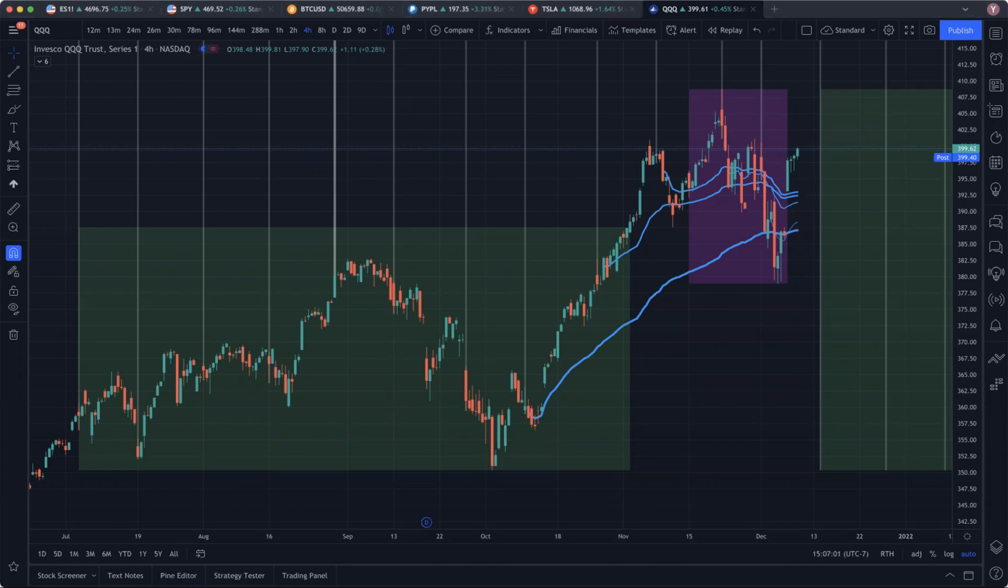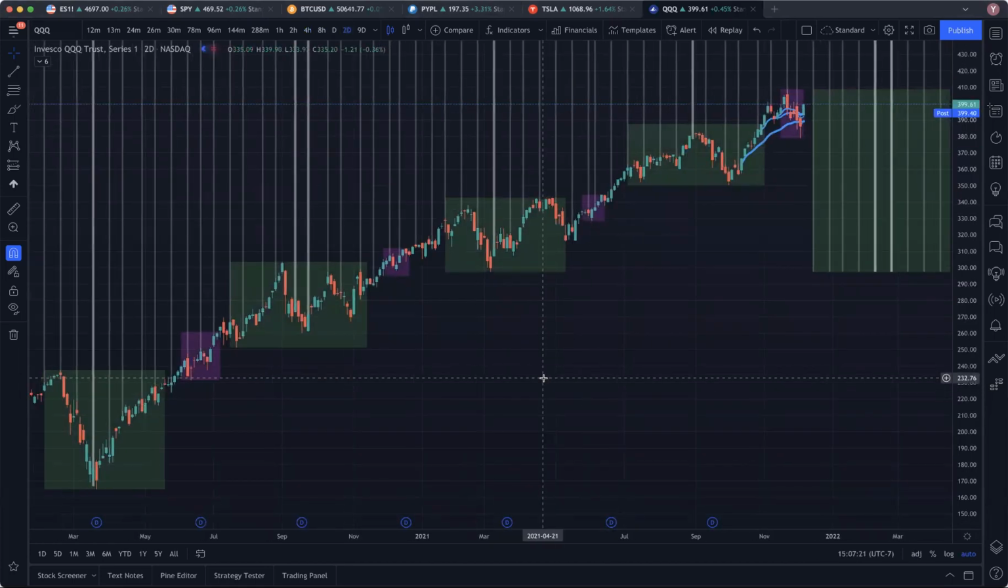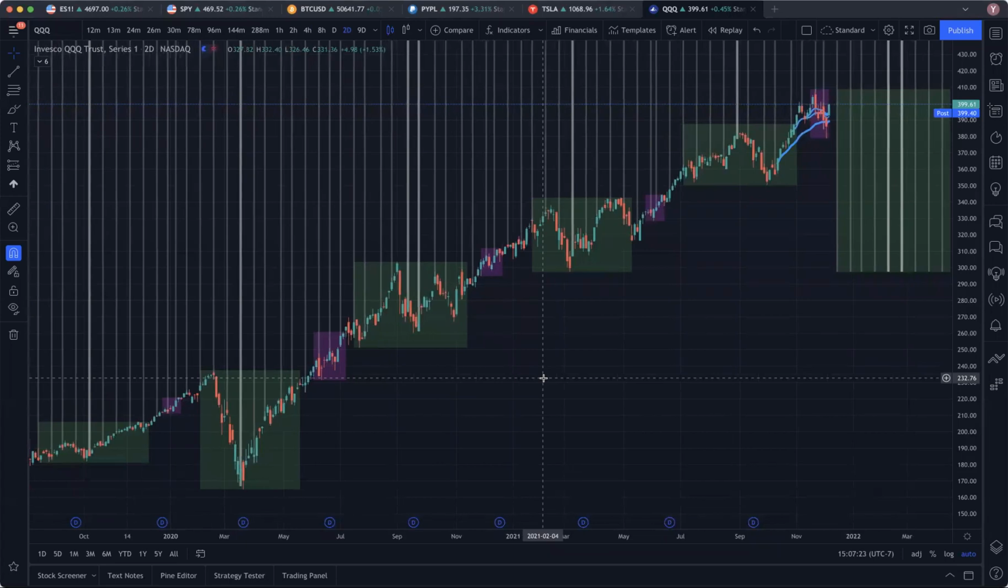This is a quick review of the Time Trades TradingView script that's part of your Time Trades subscription. I wanted to give you an overview of what it is and how to use it. We're looking at the QQQ right now, so maybe we should zoom out to a 2-day chart just to give you a high-level view of what it looks like.